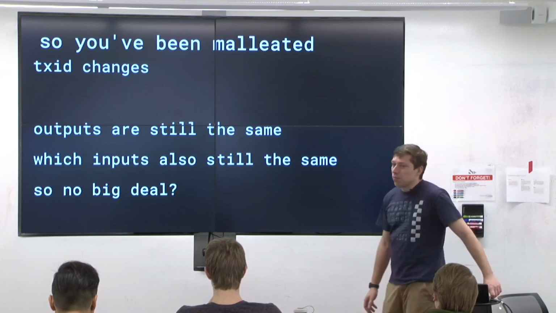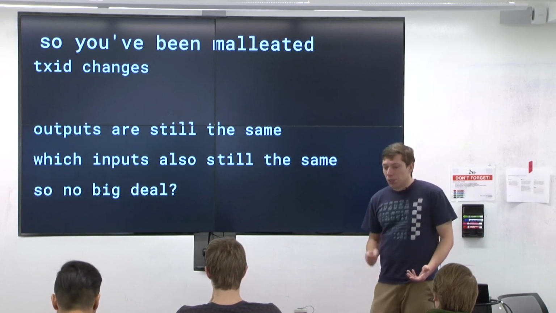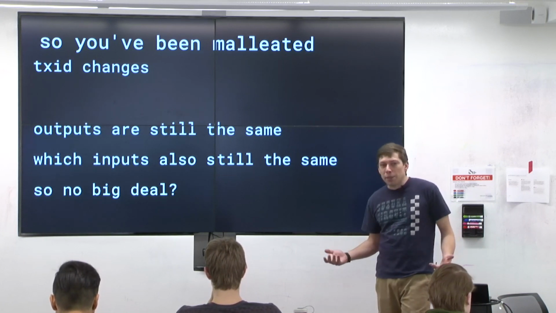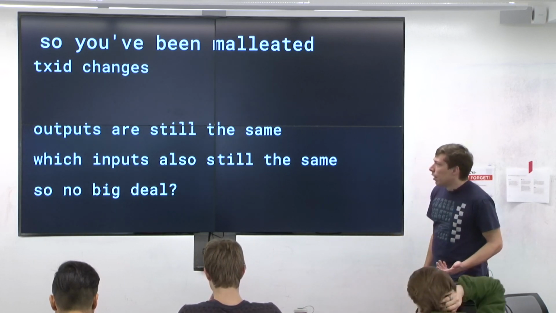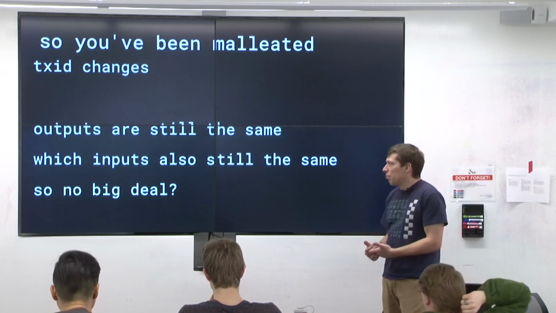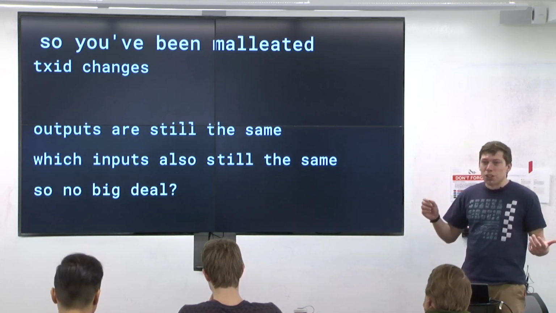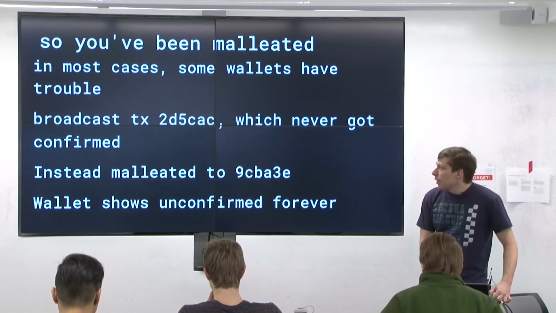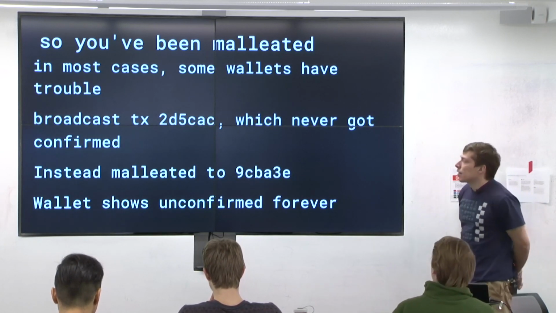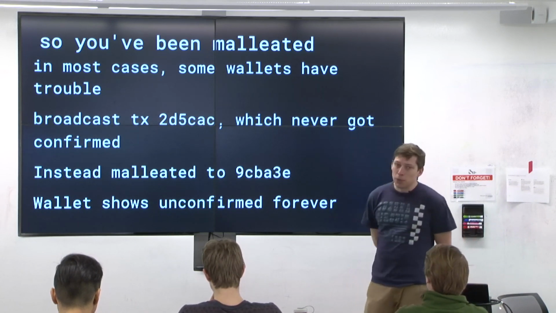So maybe the question is, what does this really do? Does this really hurt? If someone dots an I on your check, it's the same amount, it's going to the same place, sort of who cares, right? Outputs are the same, inputs it's pointing to are the same. It's just this sort of annoying thing. Okay, I tweaked it and I changed the TXID. No big deal? Well, in some ways, yeah, it's no big deal. But a lot of wallets didn't deal with this well, right?